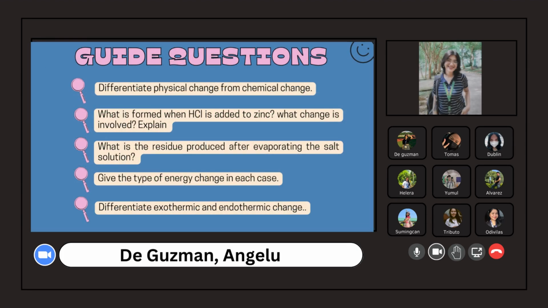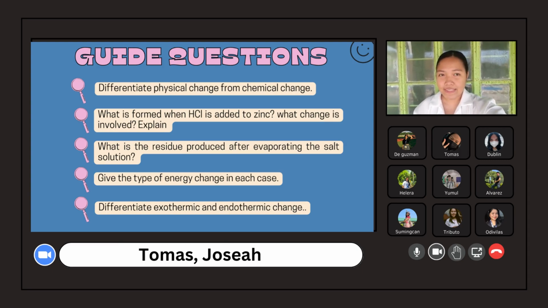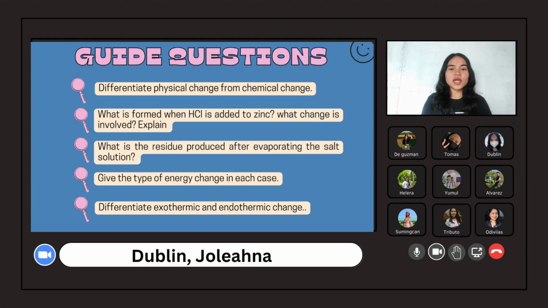To effectively complete this lab experiment, we will now answer the guide questions listed in the datasheet. The first question is, differentiate physical change from chemical change. When an object changes in size, color, appearance, or state of matter, but its chemical properties remain the same, it undergoes a physical change. However, if there is a chemical reaction between two substances that alters their chemical properties, it is considered a chemical change.